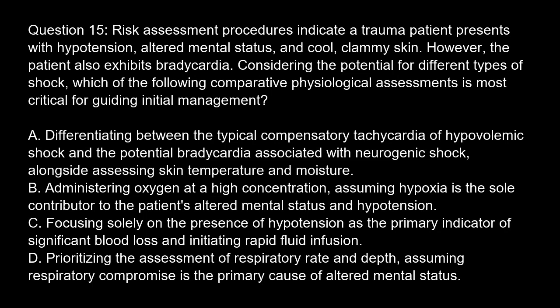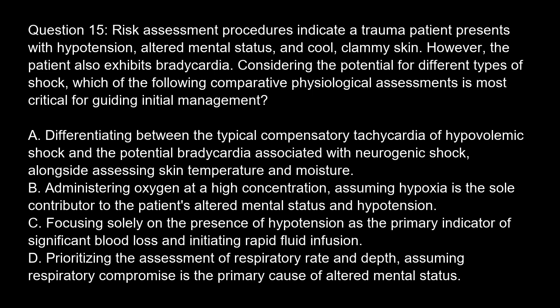Question 15. Risk assessment procedures indicate a trauma patient presents with hypotension, altered mental status, and cool, clammy skin. However, the patient also exhibits bradycardia. Considering the potential for different types of shock, which of the following comparative physiological assessments is most critical for guiding initial management? Option A. Differentiating between the typical compensatory tachycardia of hypovolemic shock and the potential bradycardia associated with neurogenic shock, alongside assessing skin temperature and moisture.